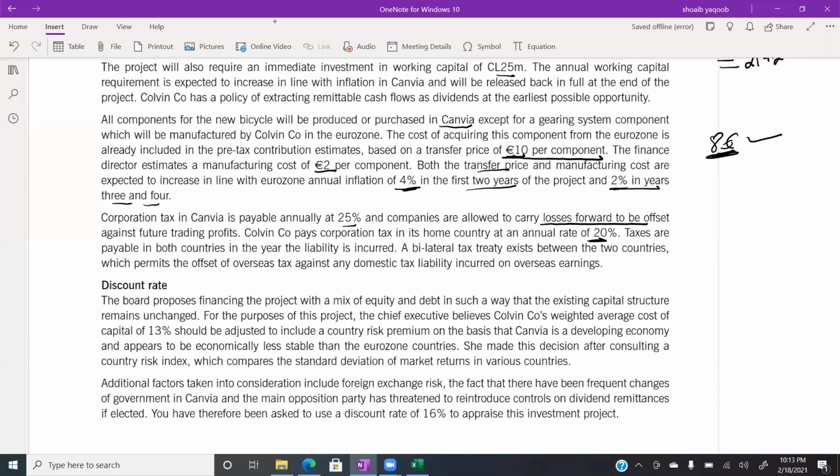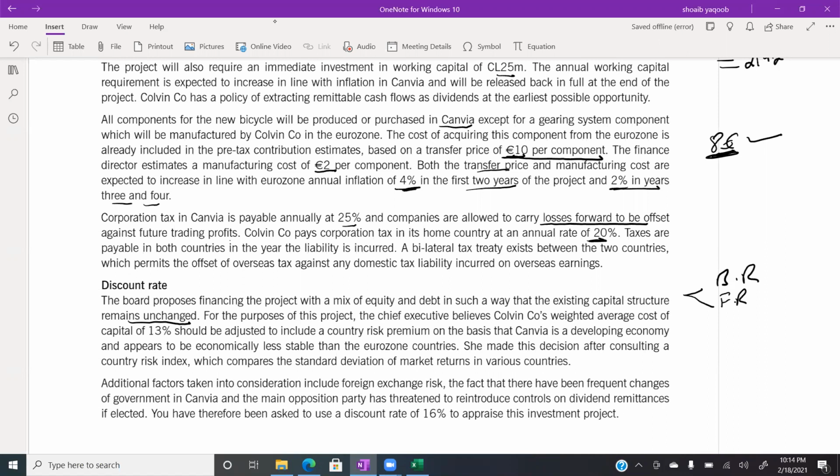Discount rate. The board proposes financing the project with a mix of equity and debt in such a way that the existing capital structure remains unchanged. So that means we will not apply APV here because the capital structure is the same. For the purpose of this project, business risk and financial risk are both the same. How have I identified that business risk is the same? Because you are opening a subsidiary in another country doing the same business. So business risk and financial risk are both the same.